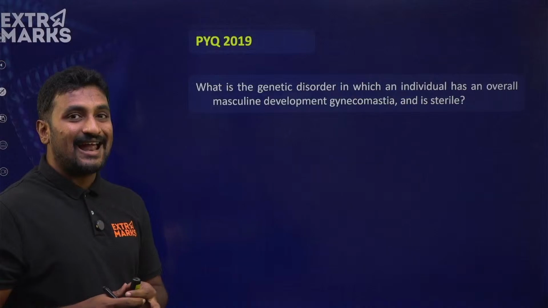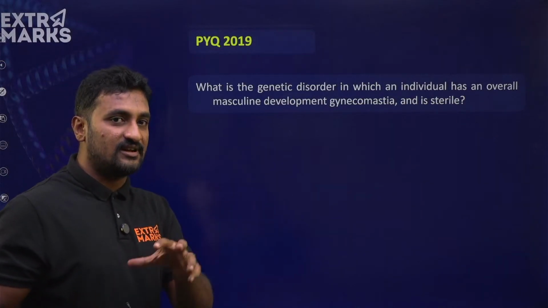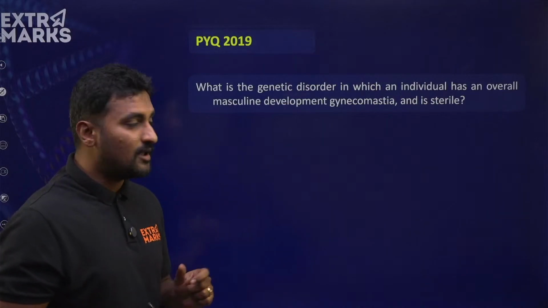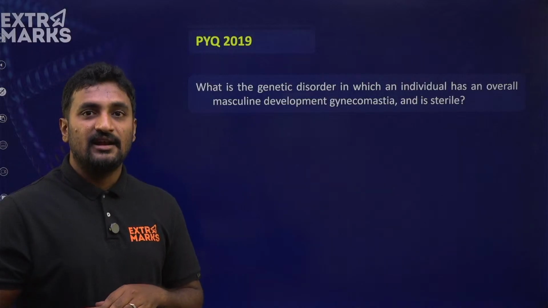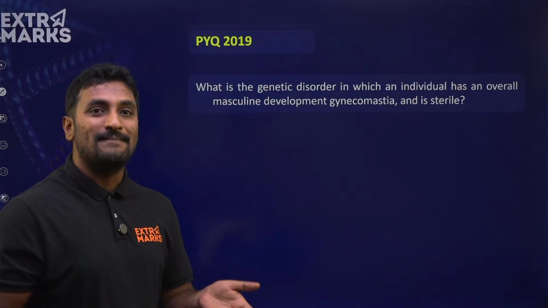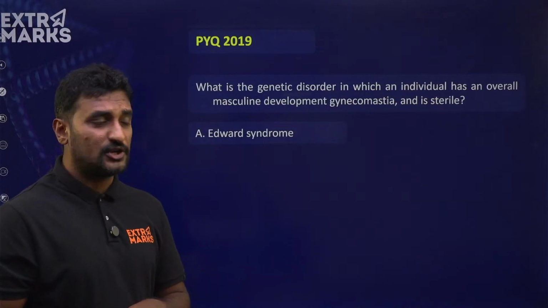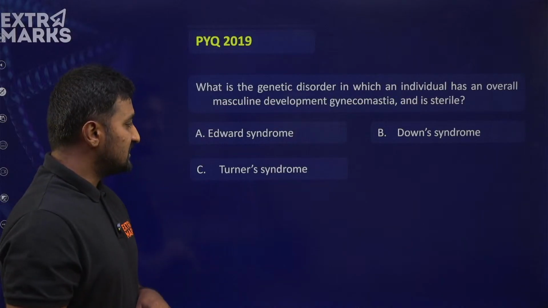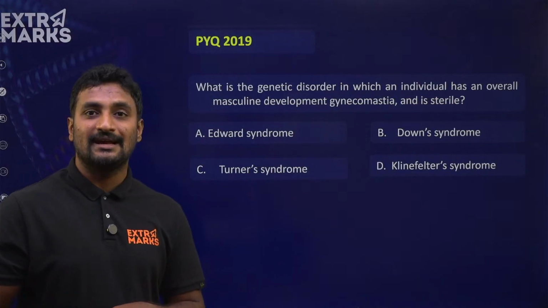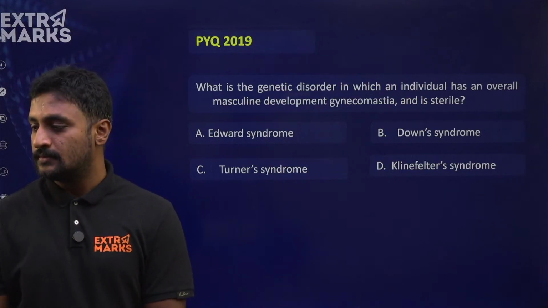Now in 2019, there was a question asked on gynecomastia, which is related to one of these disorders. The question is, what is the genetic disorder in which an individual has an overall masculine development called gynecomastia and is sterile? Option A, Edwards syndrome. Option B, Down syndrome. Option C, Turner syndrome. Option D, Klinefelter syndrome. You can write the answer in the chat section.